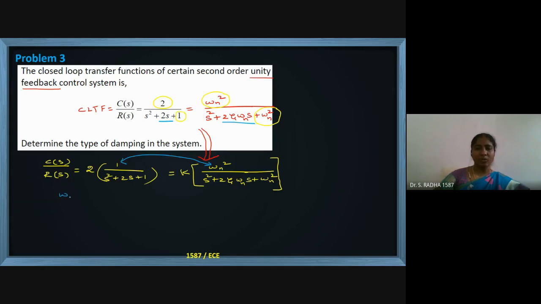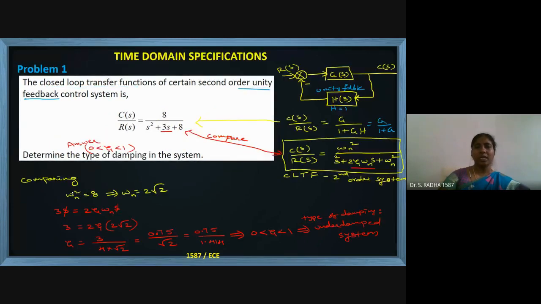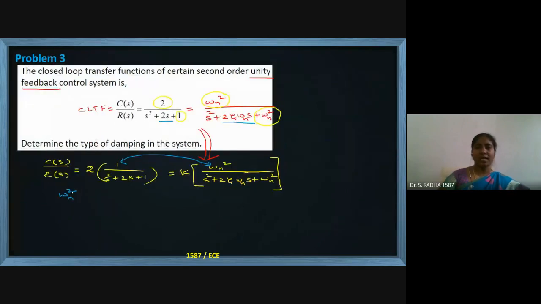After making sure of that, proceed. In the previous problem we didn't have such an ambiguity. The numerator is 2 and the denominator last term is 2; numerator 8, denominator last term also 8. If that is the case, we can directly proceed. Otherwise, we have to change appropriately and then proceed. So omega n square is 1, so omega n value is also 1, the square root of 1.